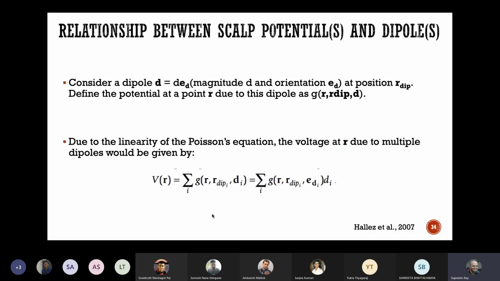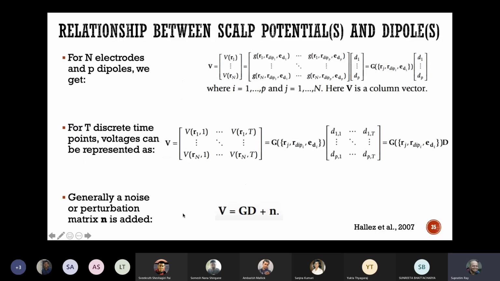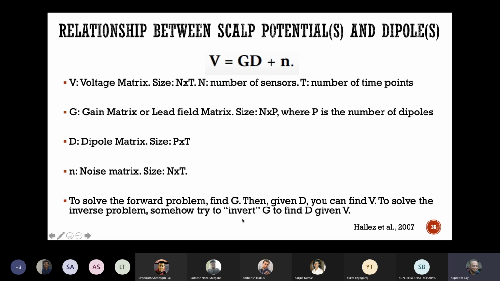So given all of this, this is what we did in the last class. We essentially represented our voltage at the sensor as a vector, and this is now a product of the dipole sources that you have here, pre-multiplied by a matrix called the gain matrix, or lead field matrix. This matrix is what relates D to V. In the last class, this is where we had stopped.